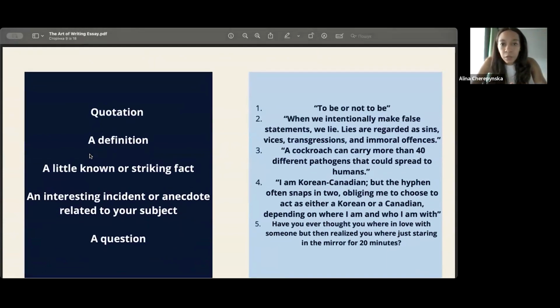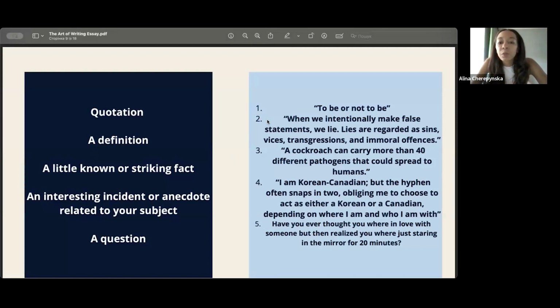you can try with quotation. So you can start your essay with the quotation. For example, to be or not to be. You can start with a definition. So it may be your first sentence, for example, in expository writing, when your task is to explain something, you can start by giving a definition. It may be a dictionary definition, or it may be a definition by yourself. How do you understand the issue?